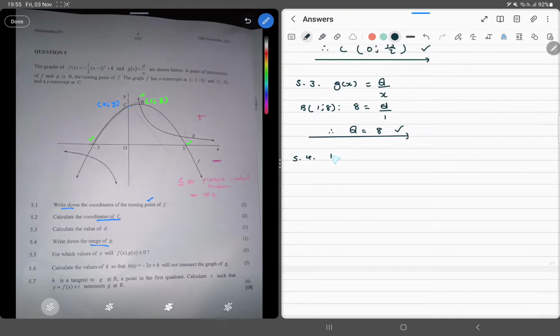So all we're going to write here, we're going to say the range of g is equal to a set of y values such that y is an element of real numbers, but y is not equal to 0. Okay, so I'm just writing it in a silly way. So you can just write y is an element of real numbers and y must not be equal to 0. So that is how this is done. So you get your mark and you smile on.